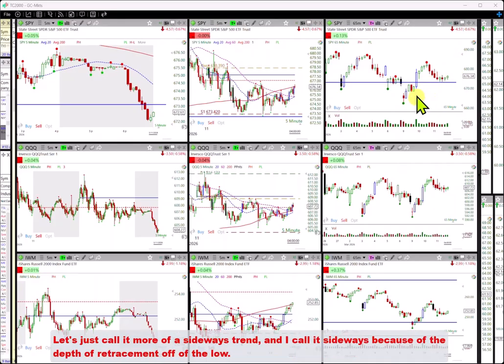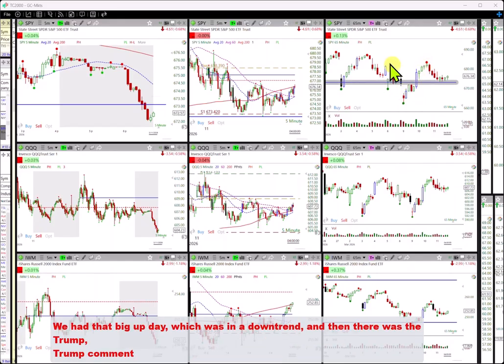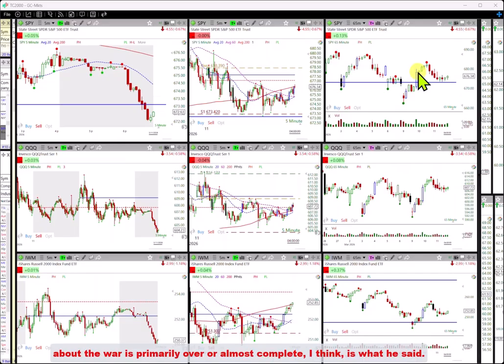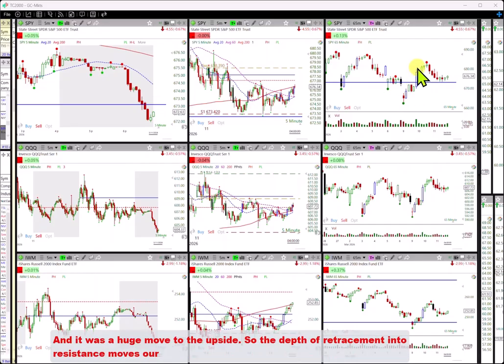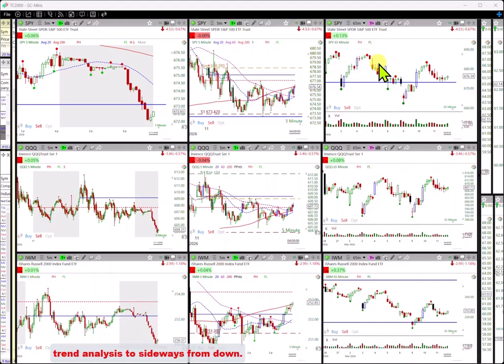And I call it sideways because of the depth of retracement off of the low. We had that big up day, which was in a downtrend. And then there was the Trump comment about the war being primarily over, or almost complete, I think is what he said. And there was a huge move to the upside. So the depth of retracement into resistance moves our trend analysis to sideways from down.